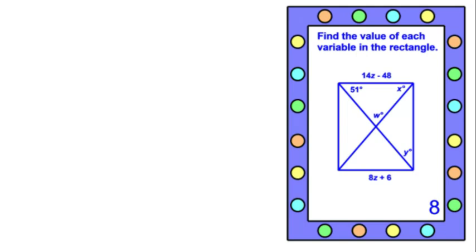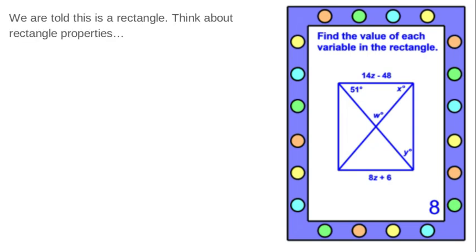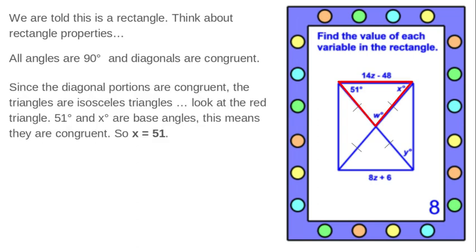Find the value of each variable in the rectangle. So again, we are told specifically that it's a rectangle. So let's think about rectangle properties. One of those, the one we just talked about, is that diagonals are congruent. The other one is all angles in the rectangle itself will equal 90 degrees. So the first thing I'm going to do is the fact that it's still a parallelogram. So the diagonals bisect each other, but because they're congruent, all four are going to end up being the same measure. So I've put those little tick marks on there.